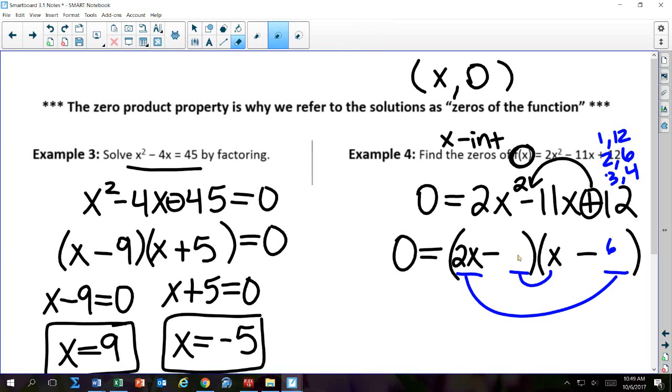Alright. 3 in the first blank. 3 and 4. Outers would be negative 8x. Inners would be negative 3x. Yes, that does get me to negative 11x.